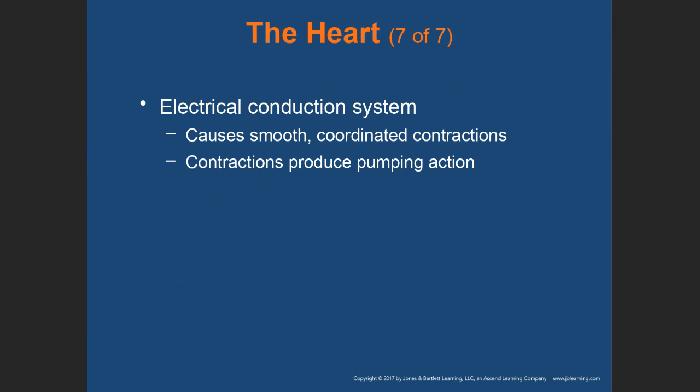Now, the electrical conduction system, not going to go into details with it right now, but just understand that in order for us to get a rhythmic contraction from the heart, it comes from electrical stimulation and the movement of electrolytes. So the electrical conduction system causes smooth coordinated contractions, and the contractions produce pumping action.